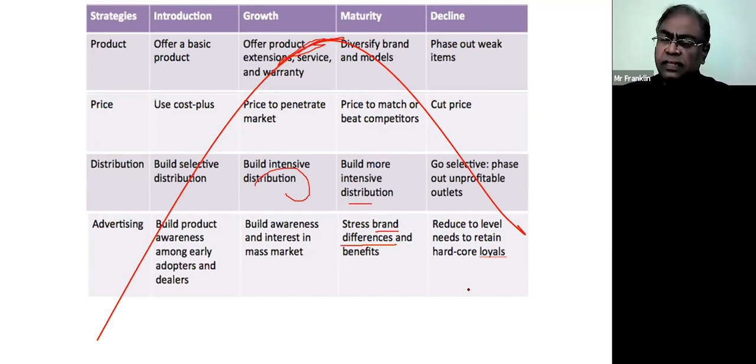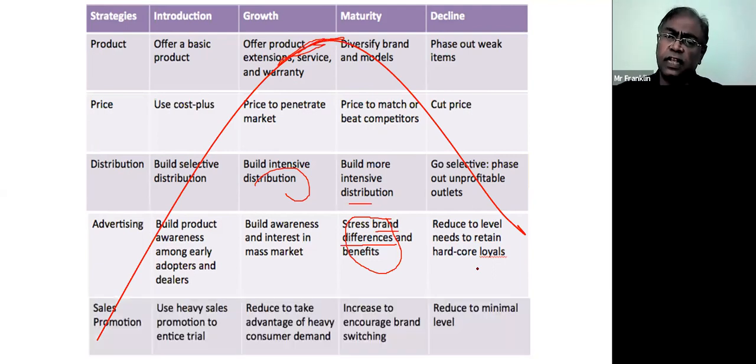Okay, the reason is there are many competitors. A lot of competitors will be coming in here. So in order for you to fight against a competitor, you need to talk about what's special about your product. Why you want to buy this one rather than some other product. So the focus of the advertisement is on stressing the brand. And then here you reduce the advertising.